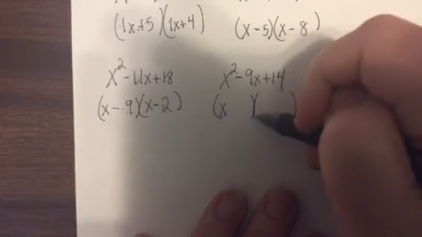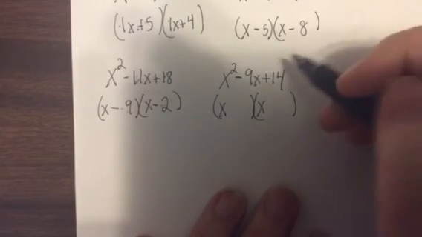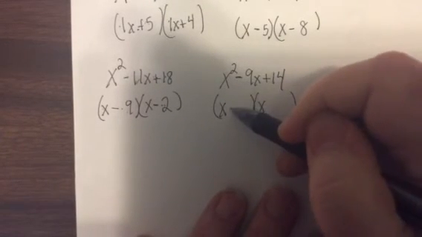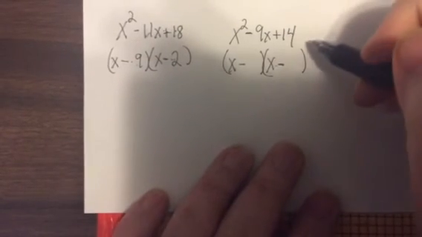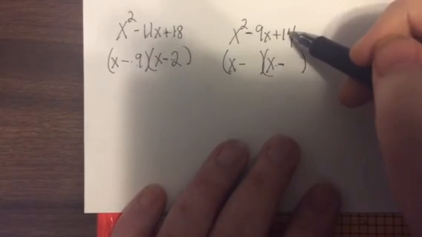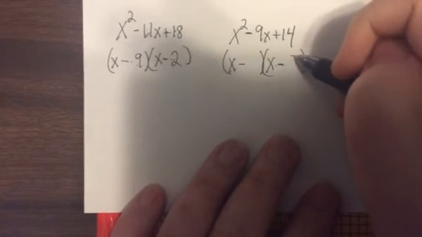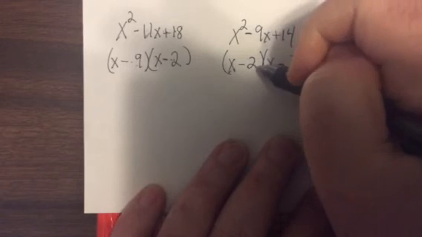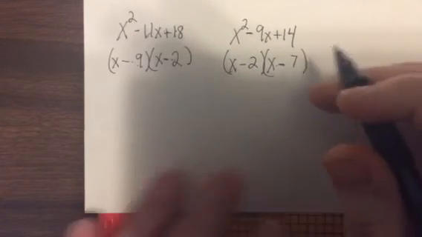1x squared is x and x. Last term's plus, so both signs are minus. So when we add it, we get a minus. Now, what are the factors of 14 that add up to 9? How about 7 and 2? There we go. Oh, I guess I should have paused so you could have done it.